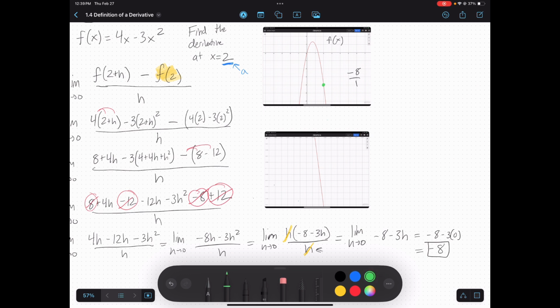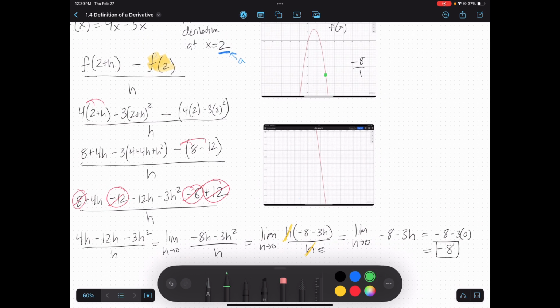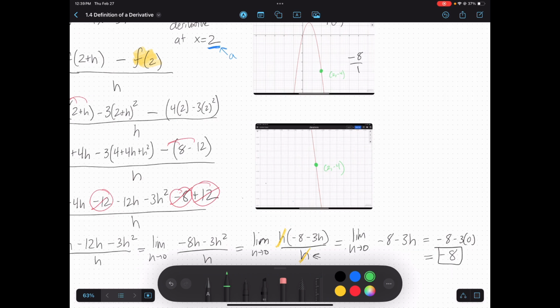Take a look at this graph right below it. This is me zooming in on that point. So right here is the same point at 2, negative 4. That's what this point is, 2, negative 4. This is the same point. But I've zoomed so far in that this line looks linear.